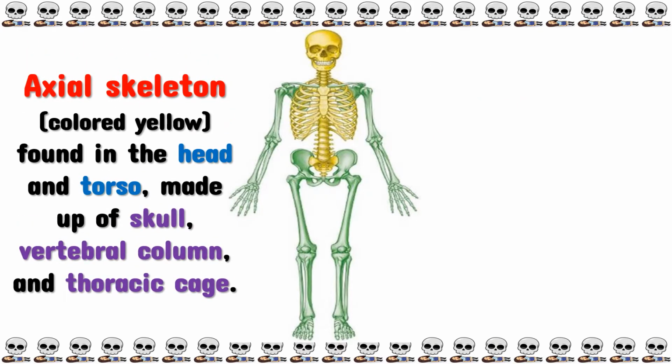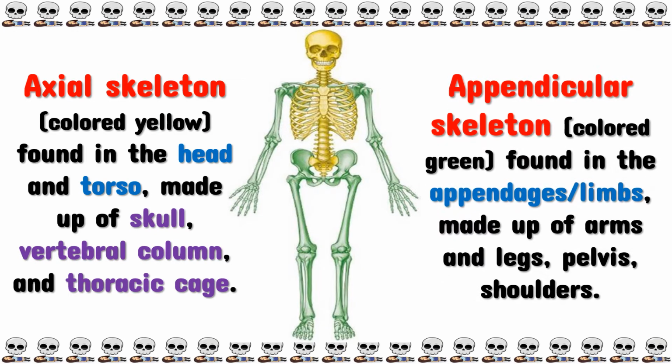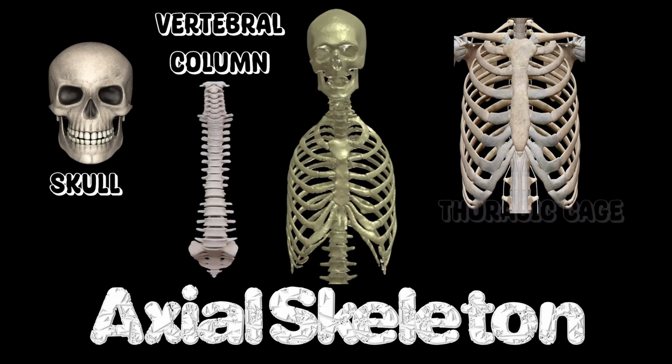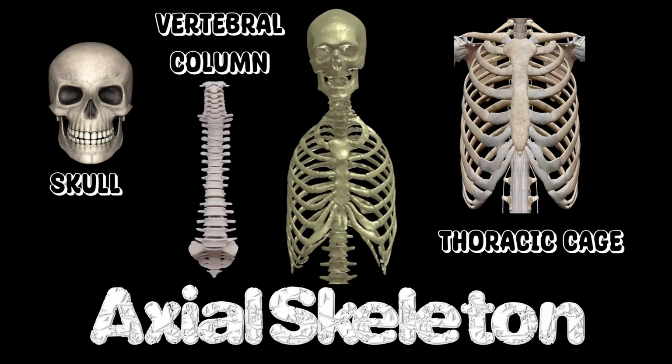The axial skeleton is found in the head and torso, made up of the skull, vertebral column, and thoracic cage. While the appendicular skeleton is found in the appendages or limbs, made up of the arms and legs, pelvis, and shoulders. Let's talk first about the axial skeleton, comprised of the skull, vertebral column, and thoracic cage.